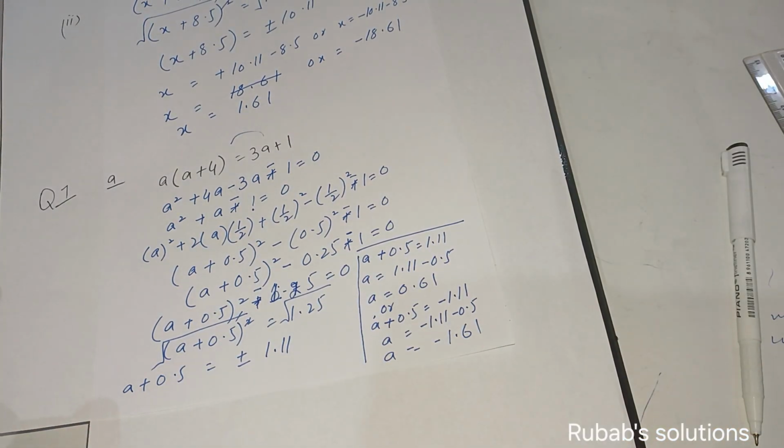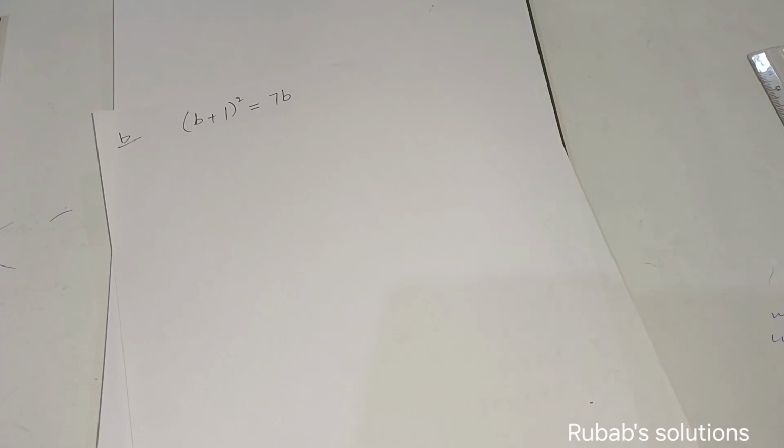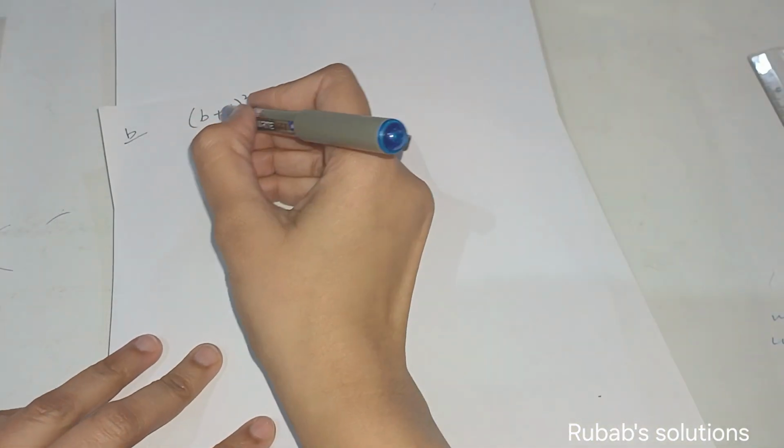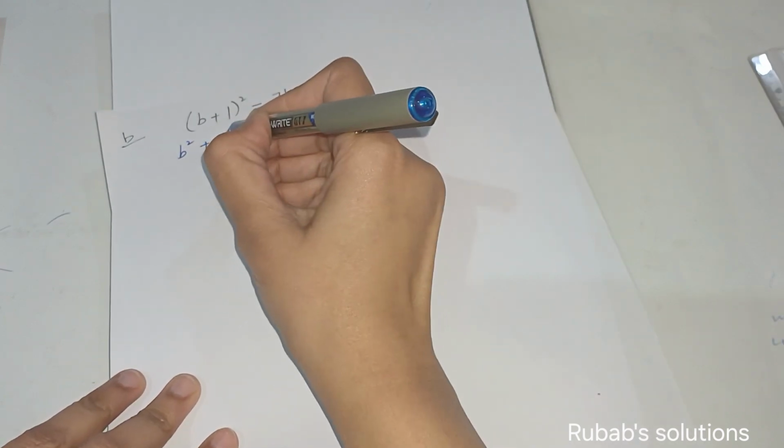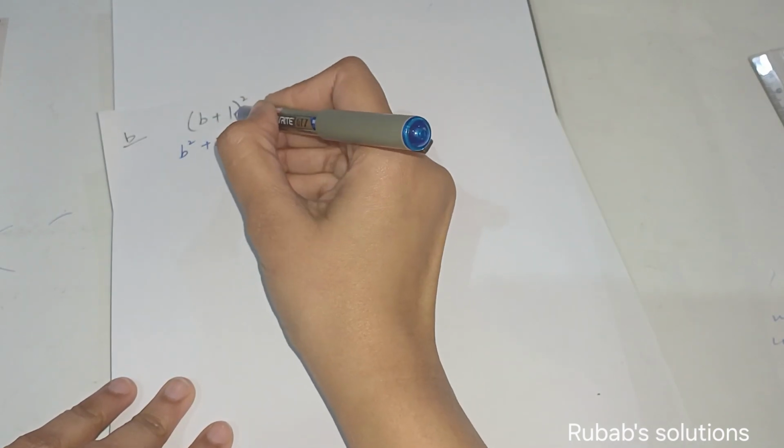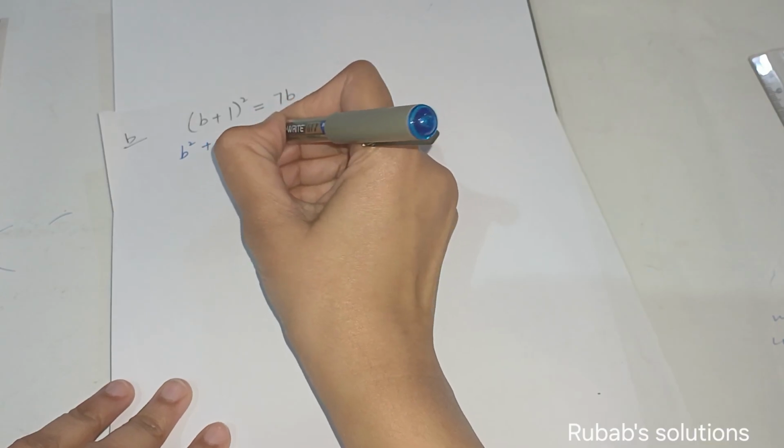Moving towards part B. Okay, b plus 1 whole square is equal to 7b. If it was a number, a constant, then we can directly do the square root and do the process. But now it is 7b. So that means we have to first simplify. That means applying the formula over here, it will be a square plus 2ab plus b square, b is 1. So it will be 2b plus 1.